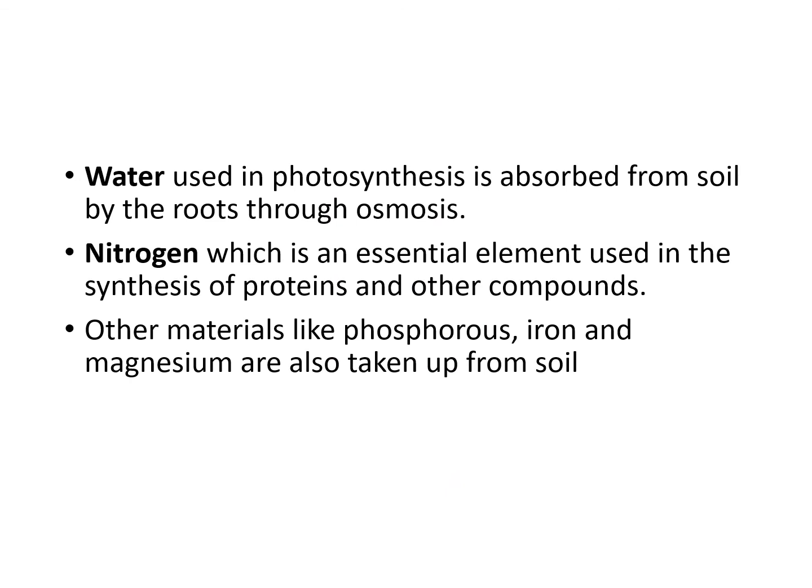Water that is needed for photosynthesis is absorbed from soil by the root through osmosis. Other than this, the plant also needs some other elements like nitrogen. Nitrogen is an essential element and is used to synthesize proteins and is also a part of other compounds like DNA and RNA. Other materials like phosphorus, iron and magnesium are taken up from the soil.